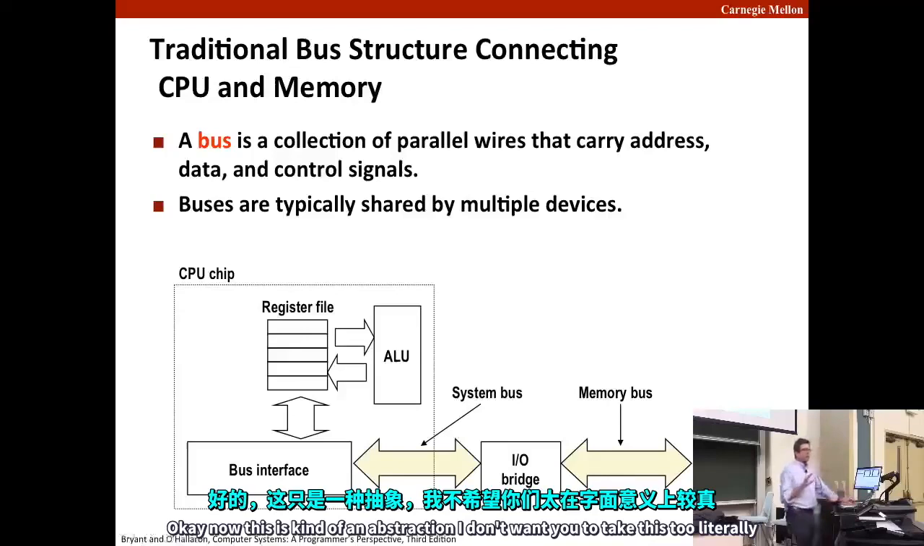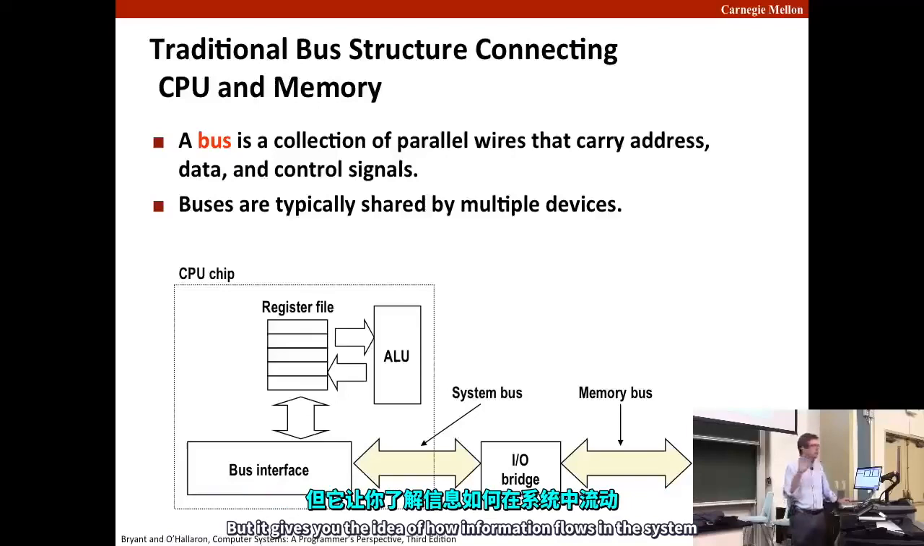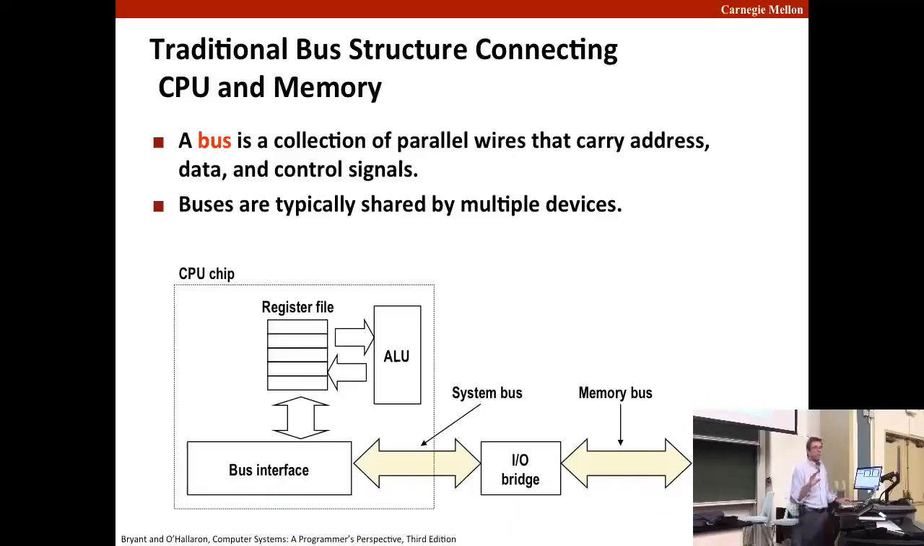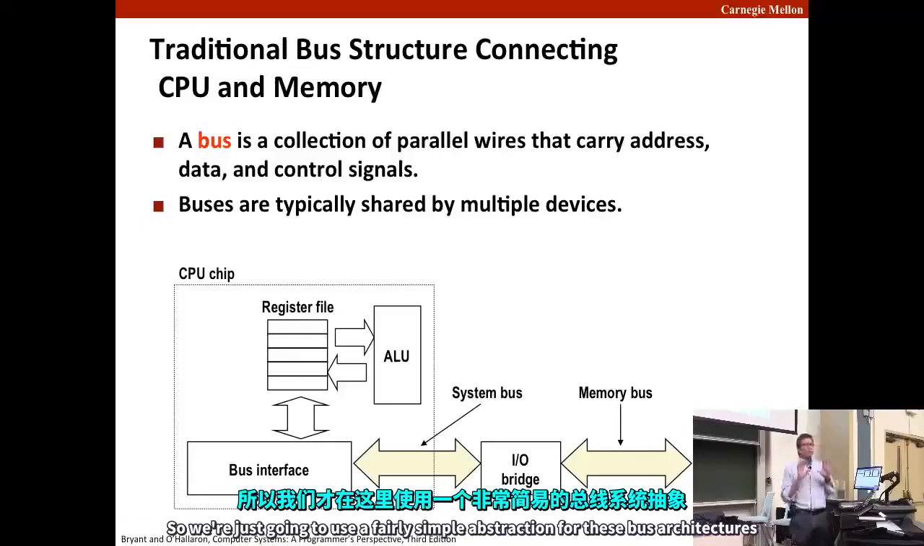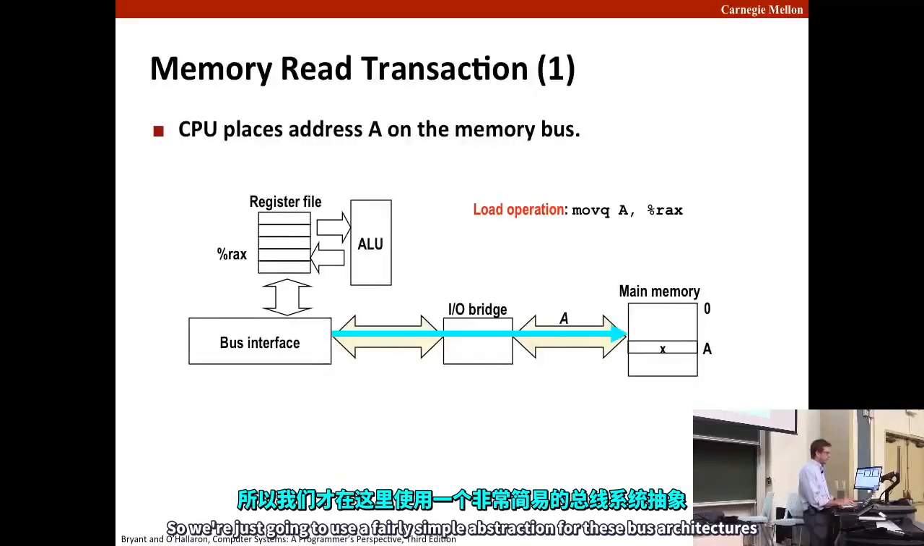Okay, now this is kind of an abstraction. I don't want you to take this too literally, but it gives you the idea of how information flows in the system. Okay, modern systems use proprietary bus designs, and they're very, very arcane and increasingly complex. So we're just going to use a fairly simple abstraction for these bus architectures.